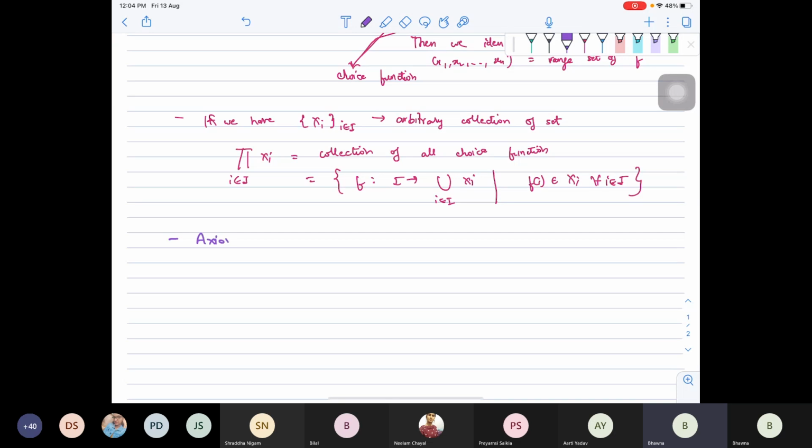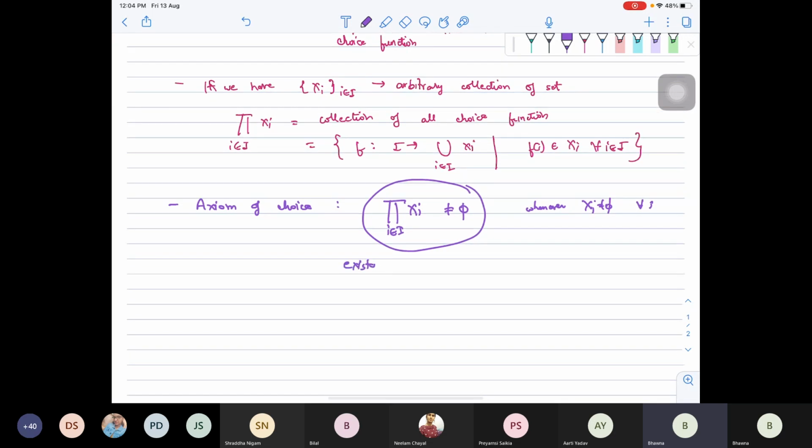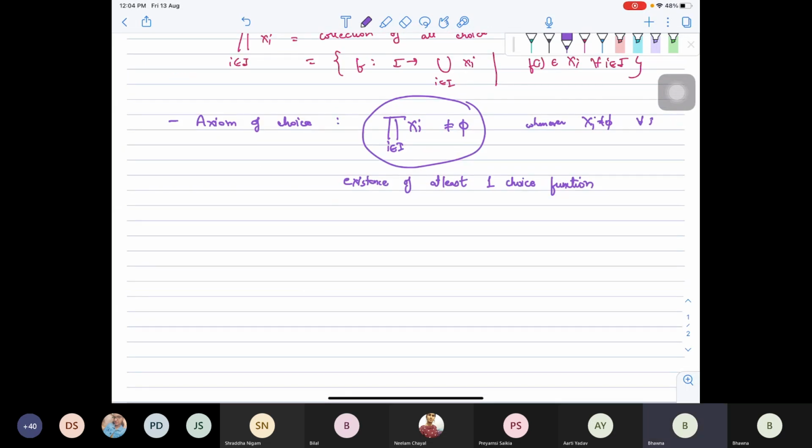So we then had the axiom of choice. It just says that this product is actually a non-empty set. Okay, whenever we have xi to be non-empty for all i, then this product is non-empty. That means we have existence of at least one choice function. Okay, so we have an equivalent formulation of axiom of choice.